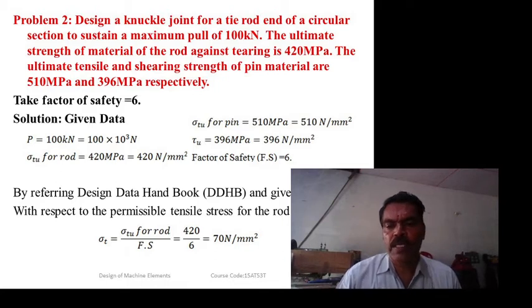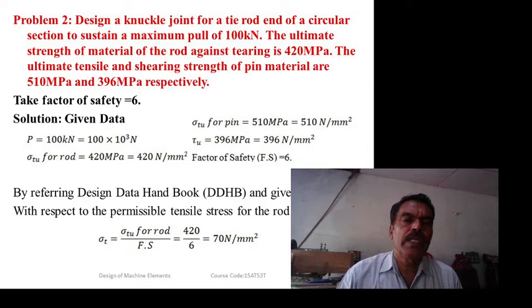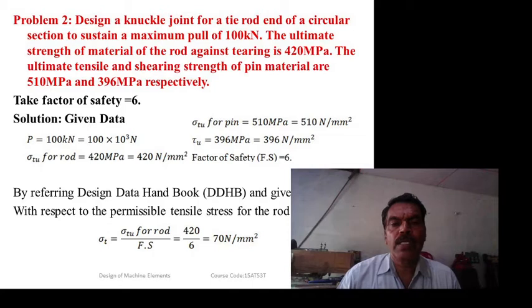Now let us understand the second problem. Here in the second problem: design a knuckle joint for a tie rod end of a circular section to sustain a maximum pull of 100 kilonewton. In the last problem the load given was very little, but here the load is more, that is 100 kilonewton. 100 kilonewton means 100 into 10 raised to 3 Newton, because kilo is to be converted into Newton. The ultimate strength of the rod material against tearing, that is tension, sigma t, is 420 megapascal, meaning Newton per mm square.